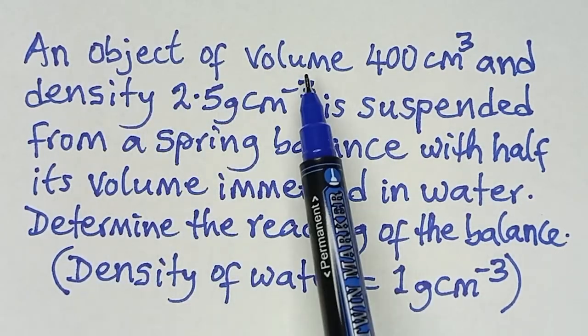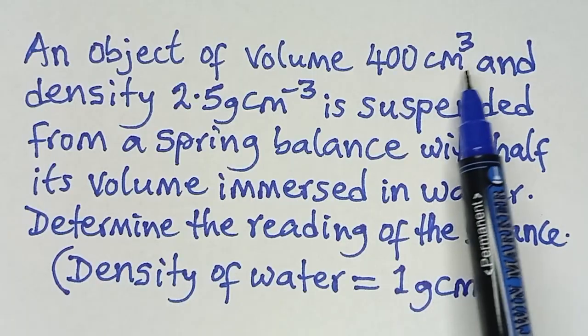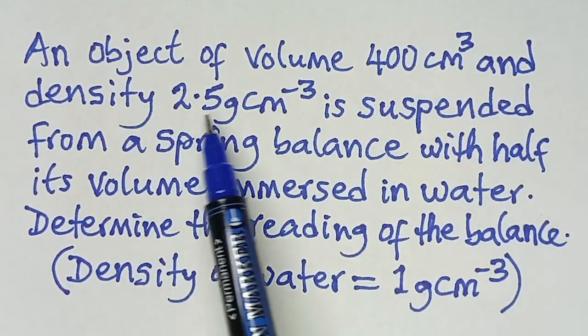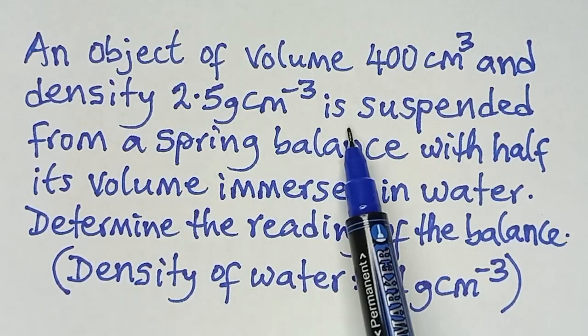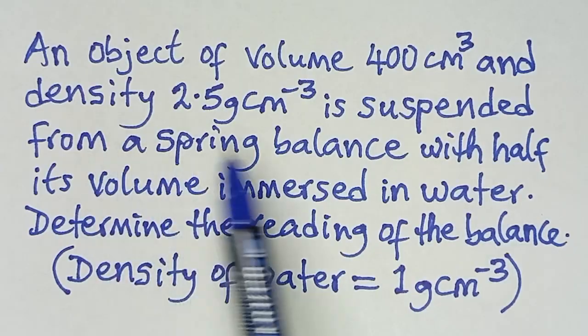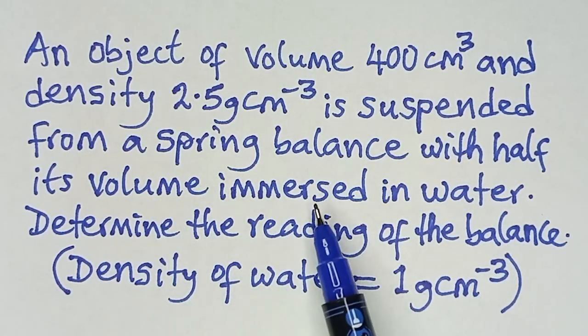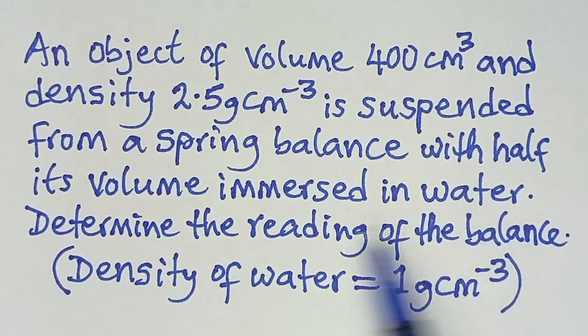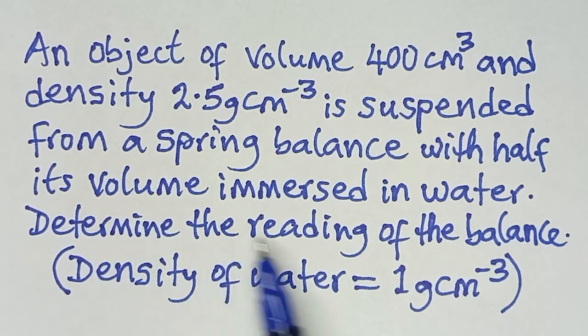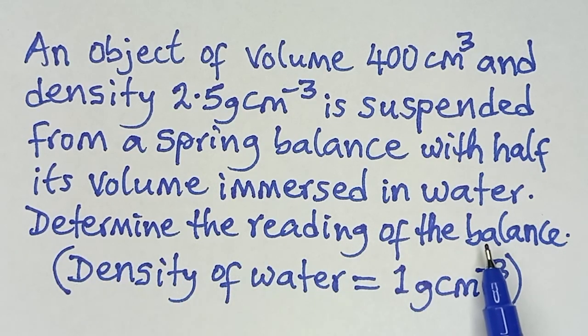An object of volume 400 centimeter cube and density 2.5 gram per centimeter cube is suspended from a spring balance with half its volume immersed in water. Determine the reading of the balance. And we are given the density of water as 1 gram per centimeter cube.